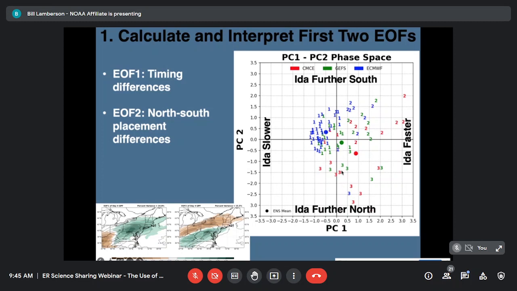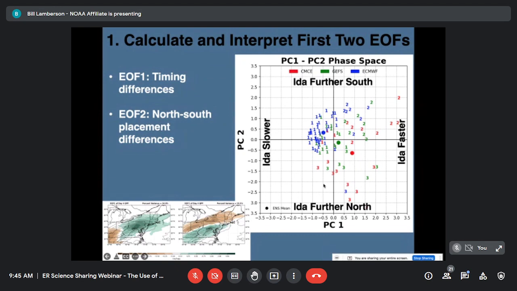I've also put the physical interpretation for what each area of the phase space represents. Those ensemble members that have a positive principal component for EOF1, in this area of the phase space, will have an Ida that's moving a bit faster. The ensemble members with a negative principal component for EOF1, so again subtracting this from the ensemble mean, have the remnants of Hurricane Ida being slower. For EOF2, the ensemble members with negative principal components have Ida displaced further to the north, and the members with positive principal components for EOF2 have Ida located further to the south. That's how you find out the physical interpretation for each of the areas of the phase space.